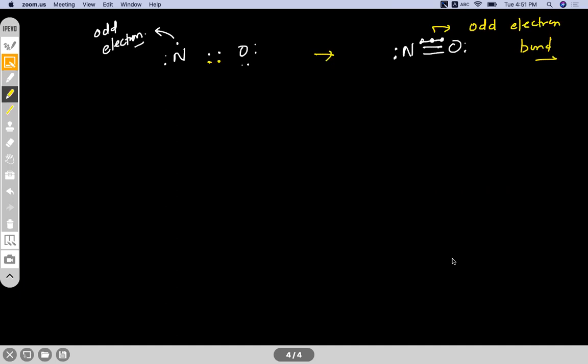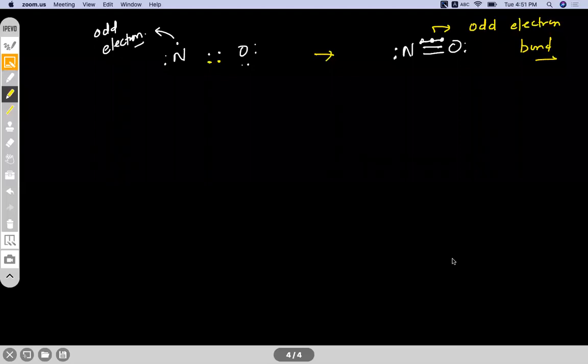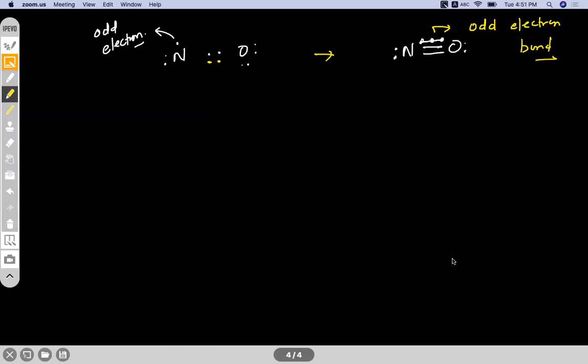Okay, one last point you write down. Compounds containing an odd electron bond are paramagnetic in nature, since they contain an unpaired electron. If the molecule contains an unpaired electron, it is said to be paramagnetic. If all electrons are paired, then it is diamagnetic.